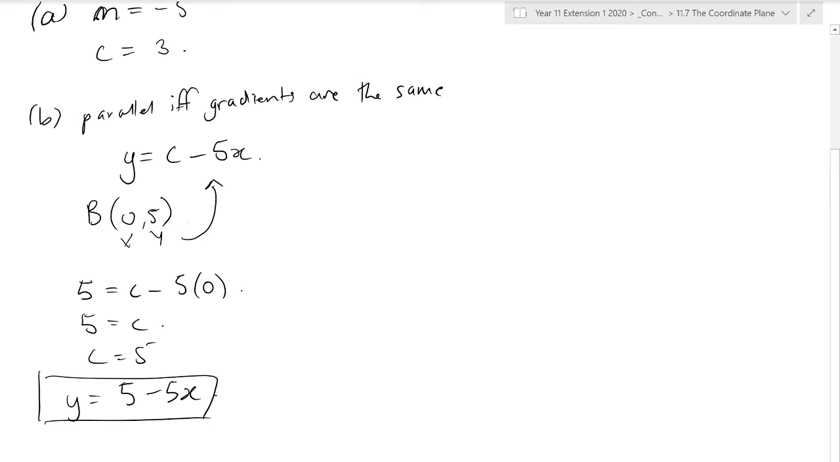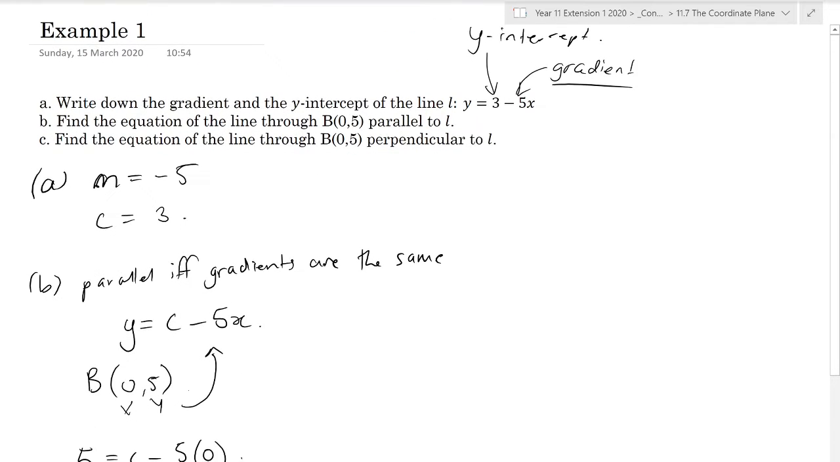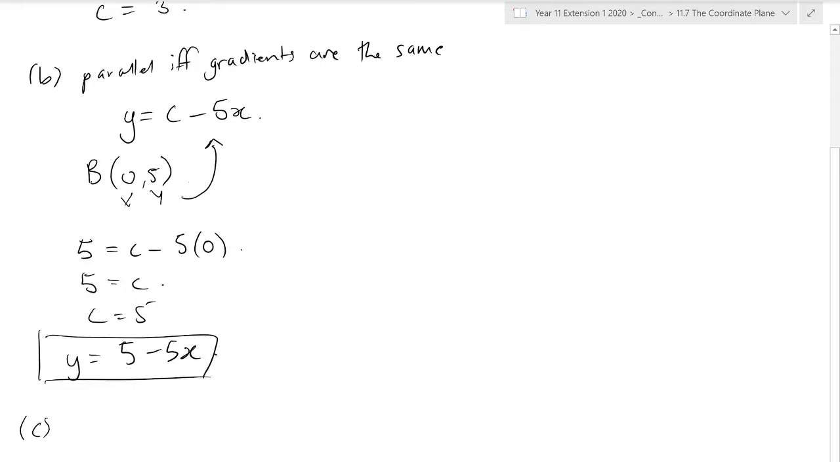So just by using the same gradient, but not knowing what c is, and substituting that single point where the y and the x are, we can work out what c is and then come up with an equation for every possible line. Now, part C says to find a line that's perpendicular with that same point there.